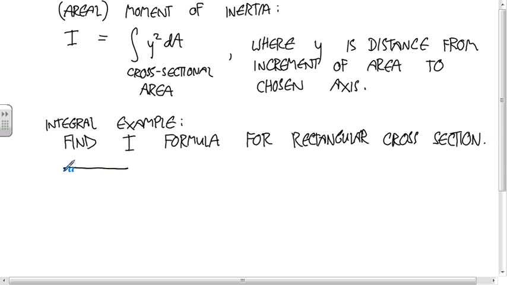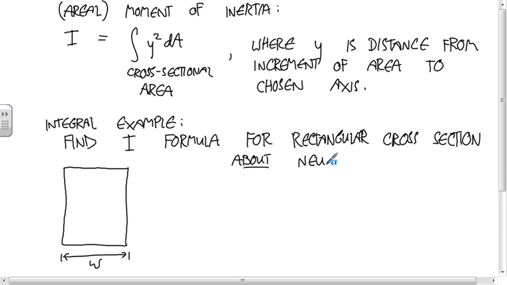Okay, so say that the cross-section has width w, and let me make one more clarification here. We're going to find the formula for a rectangular cross-section about its neutral axis. So about a horizontal line that goes through the centroid of this rectangle.